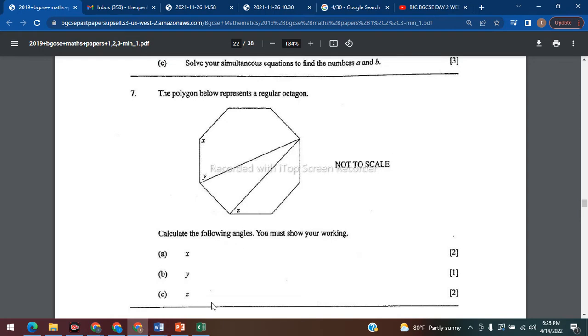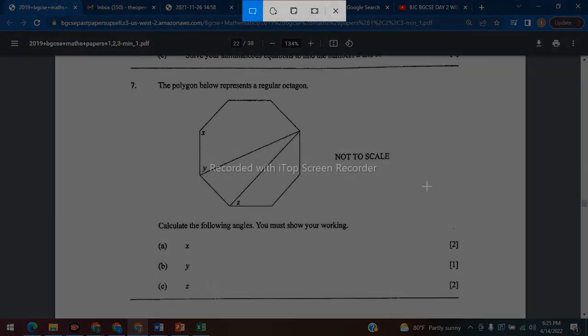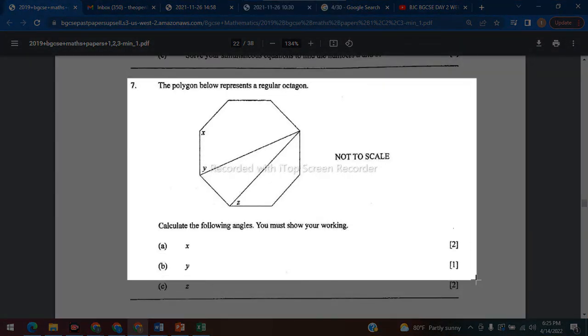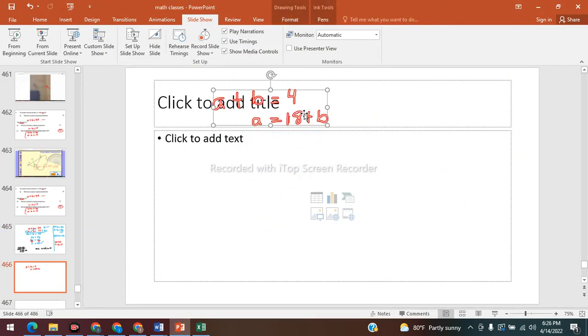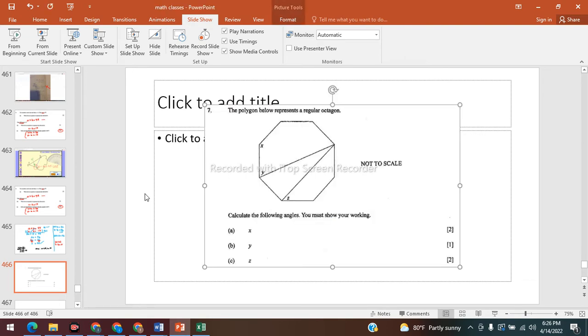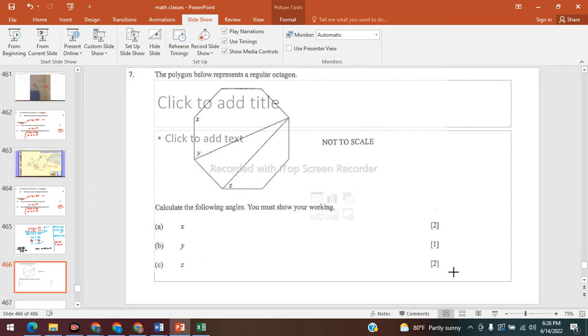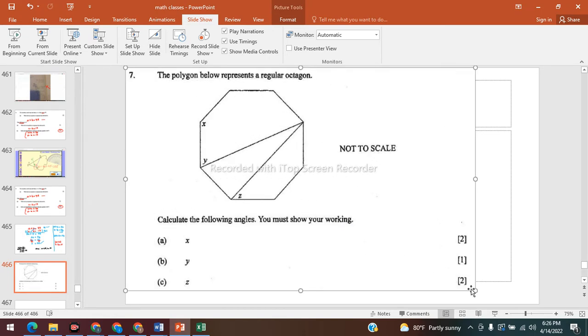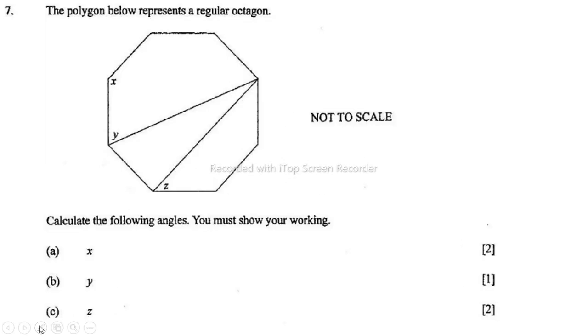Okay. So, regular polygon below. All right, let's tackle this question. This one says that the polygon below represents a regular octagon. What do we mean by octagon? A shape with 8 sides. Yeah.